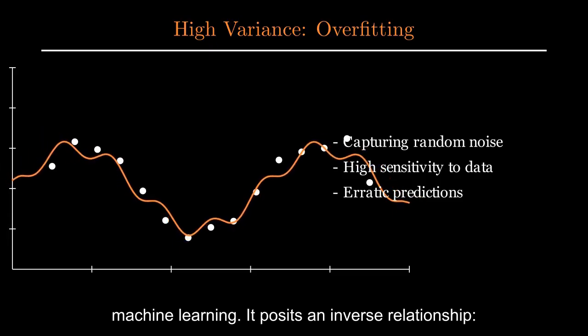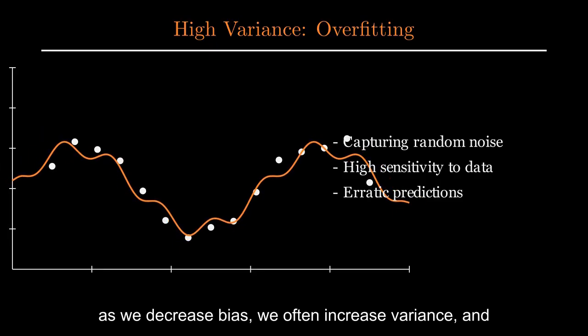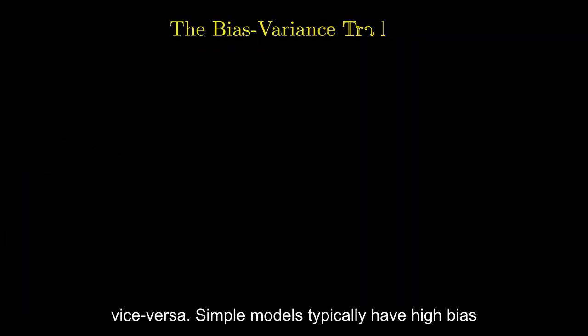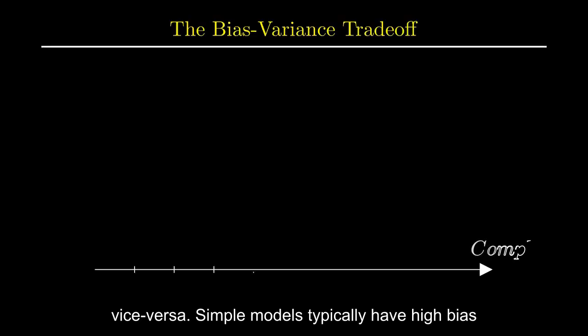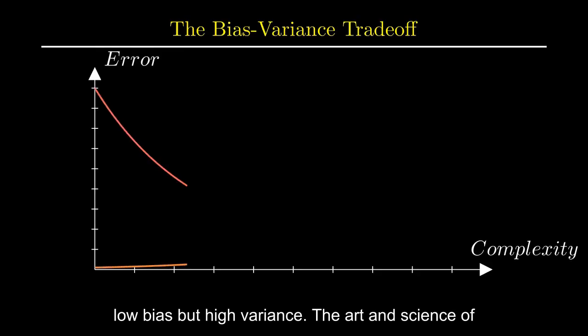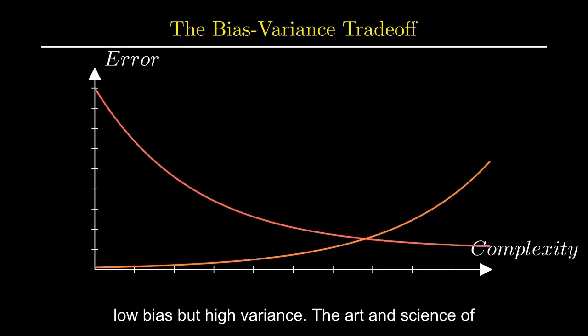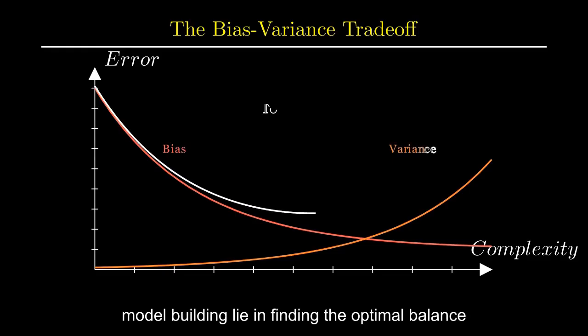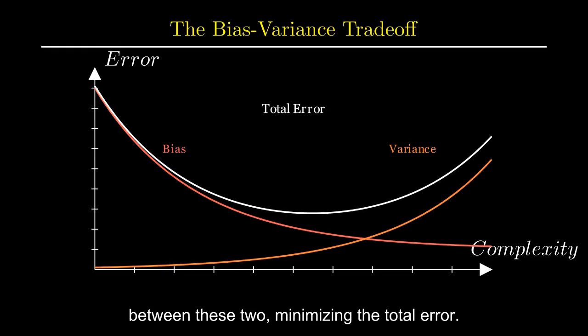The bias-variance tradeoff is one of the most fundamental concepts in machine learning. It posits an inverse relationship. As we decrease bias, we often increase variance, and vice versa. Simple models typically have high bias and low variance, while complex models tend to have low bias but high variance. The art and science of model building lie in finding the optimal balance between these two, minimizing the total error.